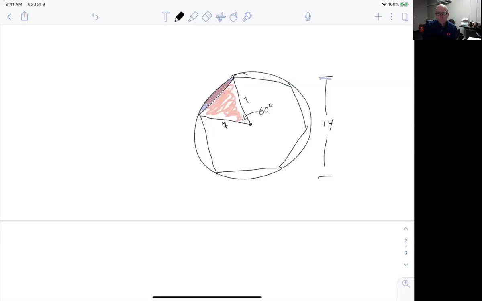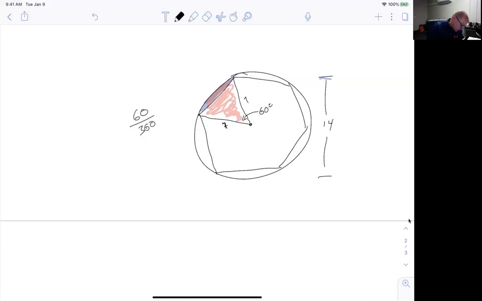All right, so I'm trying to find the area of this red sector. Well, how did I do that before? I just said, okay, well, 60 is that fraction of the whole circle, so 60 divided by 360. But whatever it is, we can just leave it like that. And we'll say, okay, let's find the area of the whole circle and times it by that fraction.